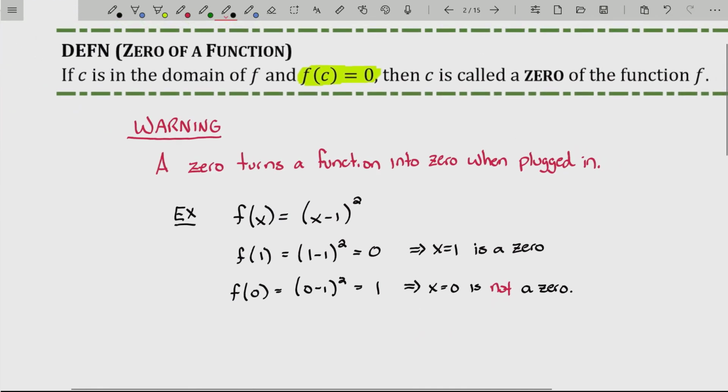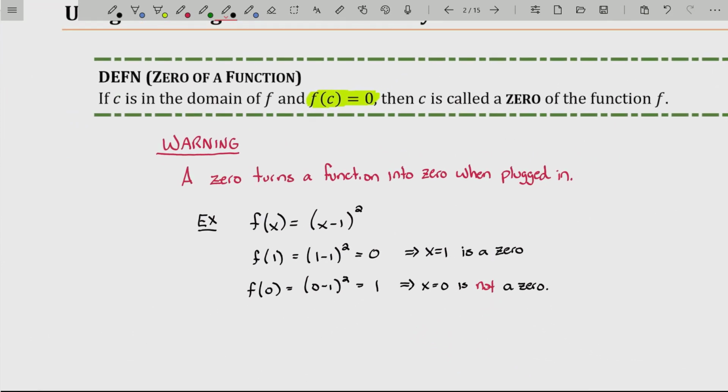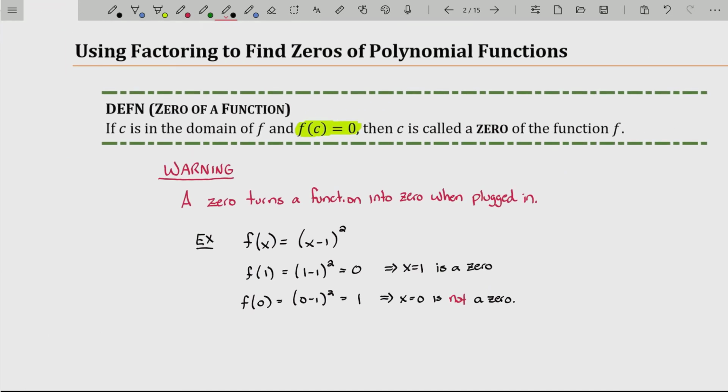So very, very important that you make that distinction. A lot of students initially think that when I ask for a 0 of a function, they want me to plug in 0. No, I don't want you to plug in 0. I want you to find a number that you would plug into your function that would return a 0, that would cause your function to become 0.